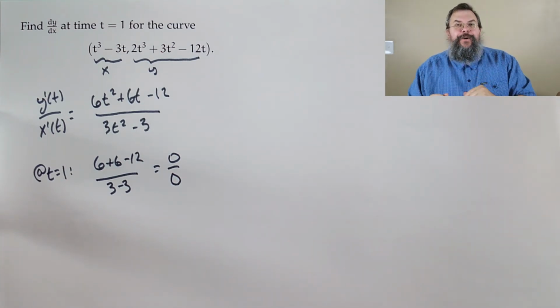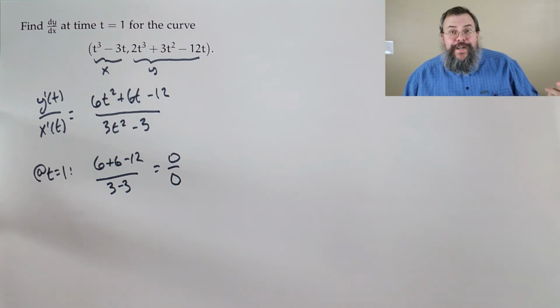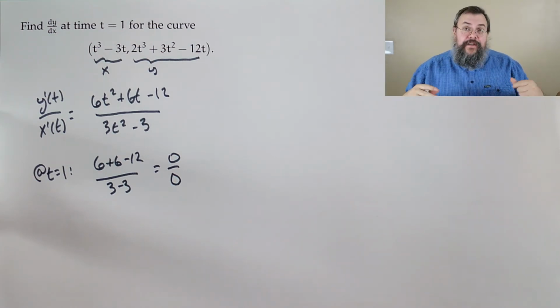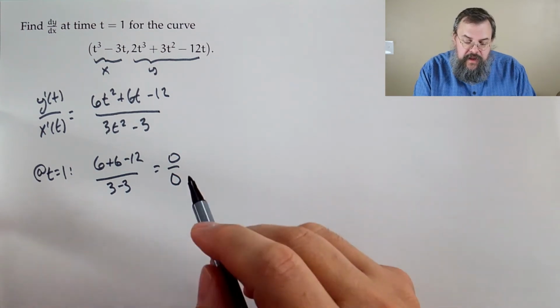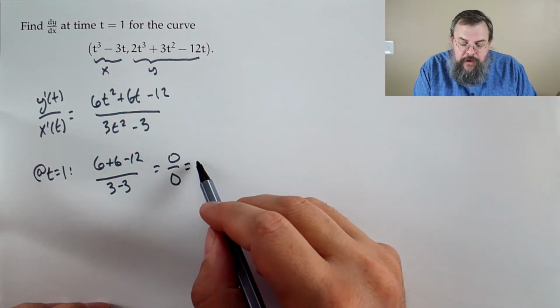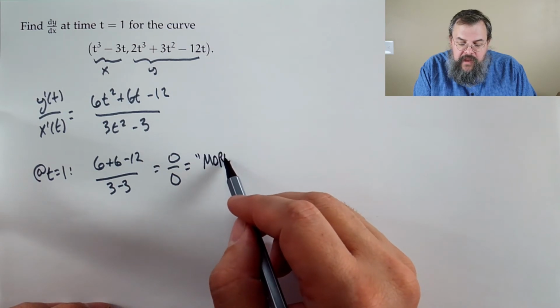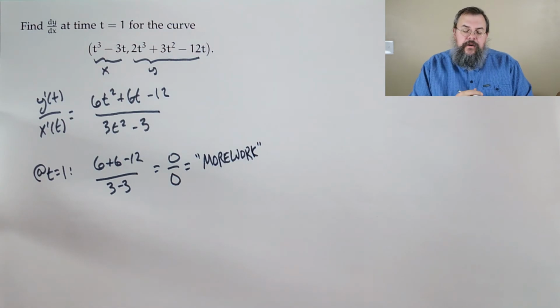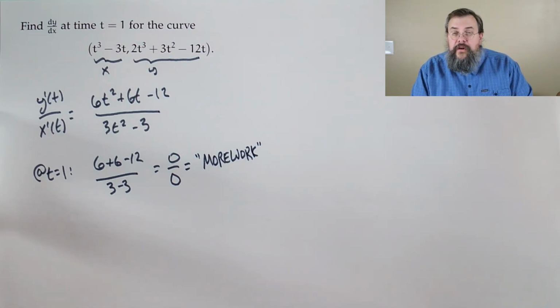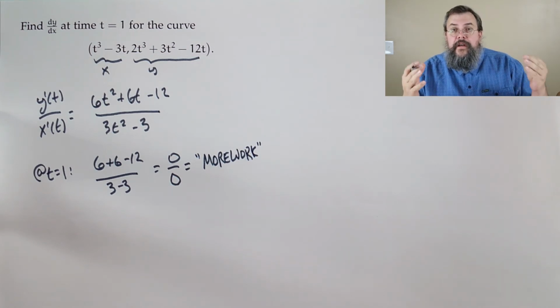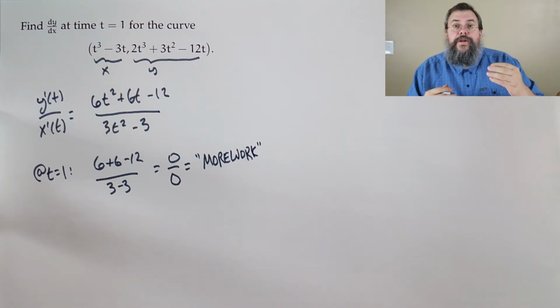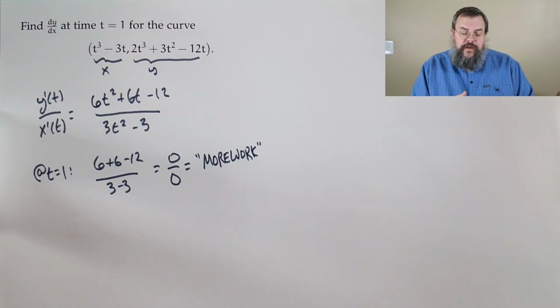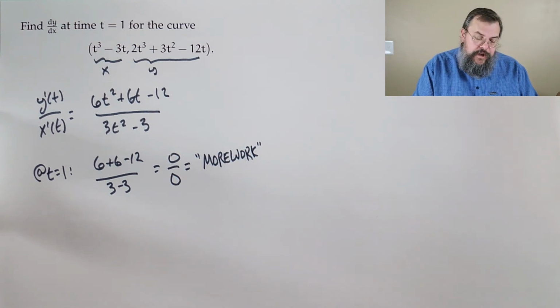That means more work, because 0 over 0 doesn't mean it's 1, and it doesn't mean it's 0. It means it's indeterminate. That's what 0 over 0 means. So the question becomes, what's going on? Oftentimes, when you see 0 over 0, you can take a limit as t goes to 1. What should it be? That's sort of the right philosophy.